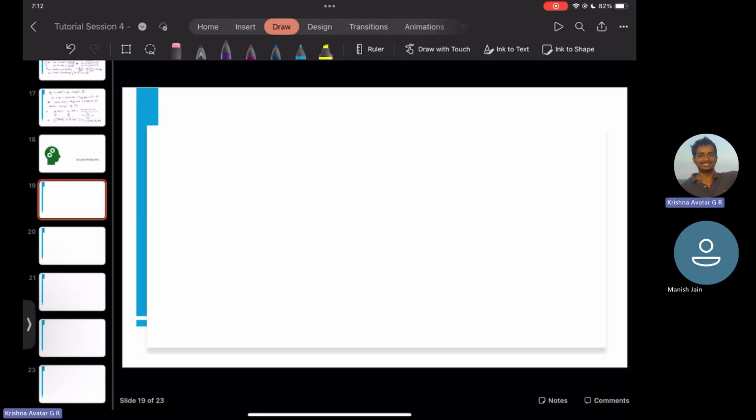I'll do some questions here. So question number 2, let's have it as assignment 3, question number 2. It says that we have a mechanism like this.